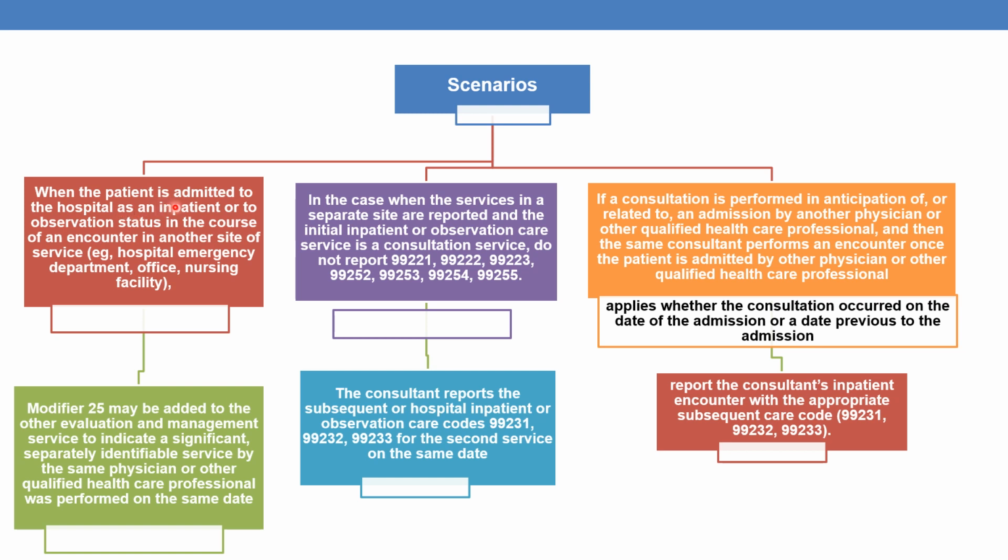First is when the patient is admitted to the hospital as an inpatient or to observation status in the course of an encounter in another site of service. For example, a patient comes with chest pain to the ER, emergency department or ED, and then later gets admitted into the hospital. Here the patient is getting admitted from ER to inpatient.